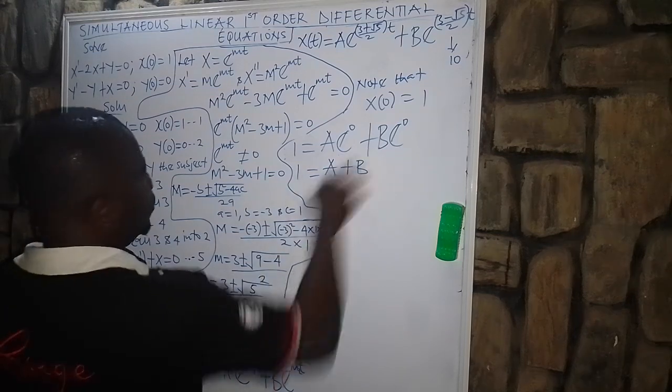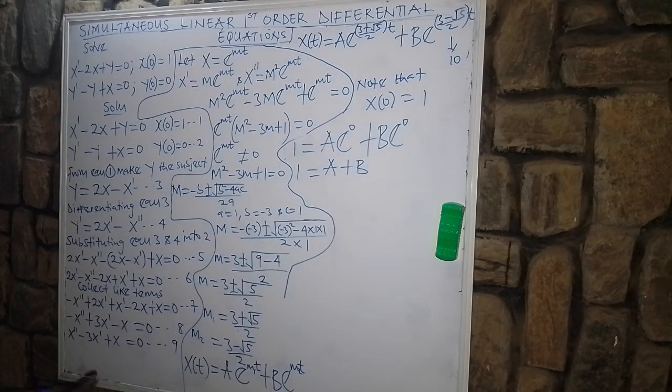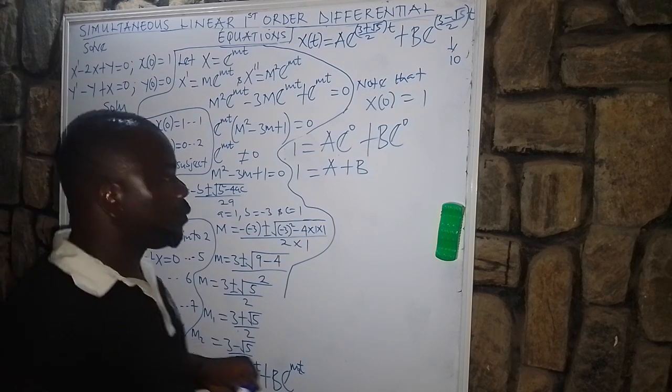This will give us a plus b. True or false? It's true. So far so good. It means we are going to substitute this to obtain our y of t.